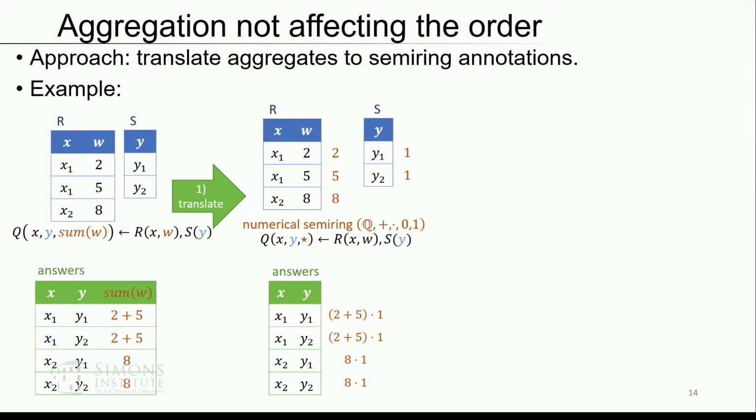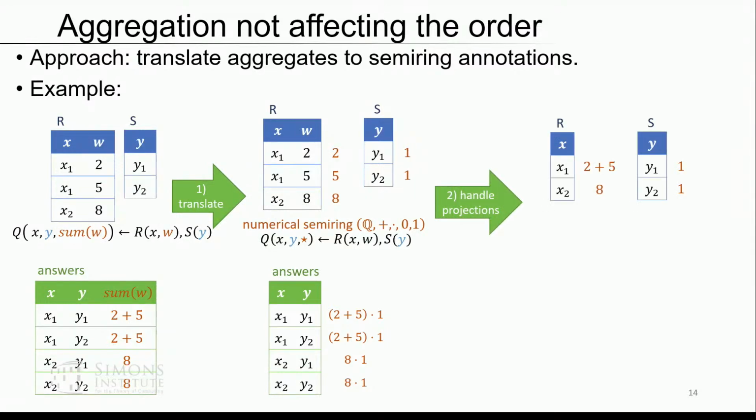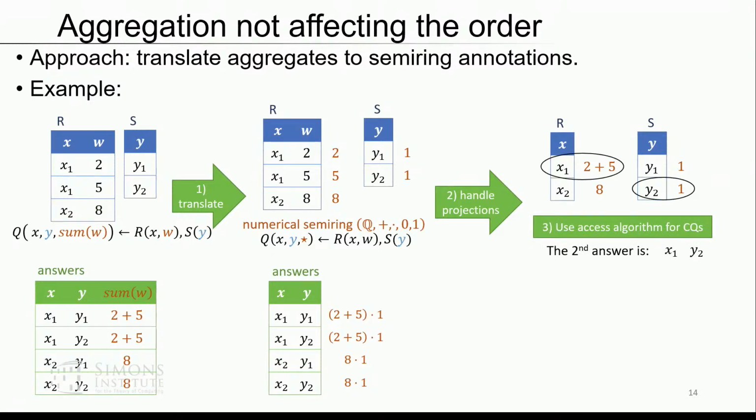So now we're using annotations, but how do we solve the query with the annotations? First of all, we need to handle the projections. In this case, we don't want the W value, so we need to get rid of it. So we project in R, and then we sum over the annotations. In general, whenever we have queries that are acyclic and free-connex, we can do that efficiently. And then once we have a full conjunctive query with annotations, we use the direct access algorithm that was known for conjunctive queries.